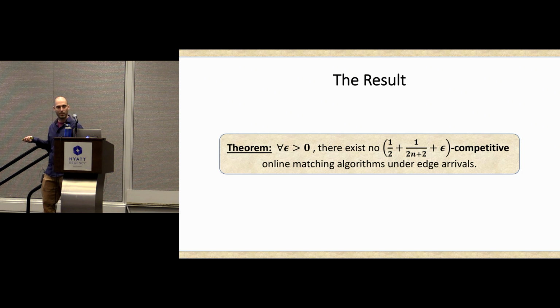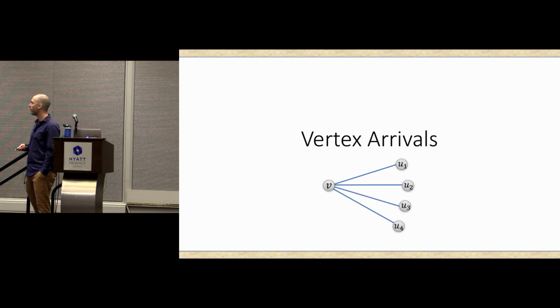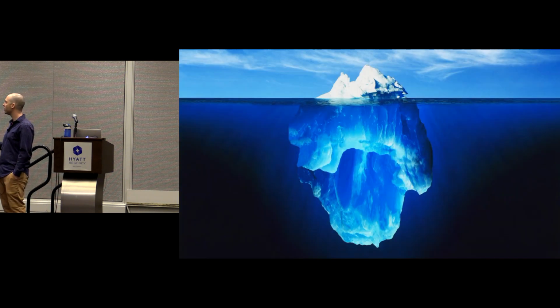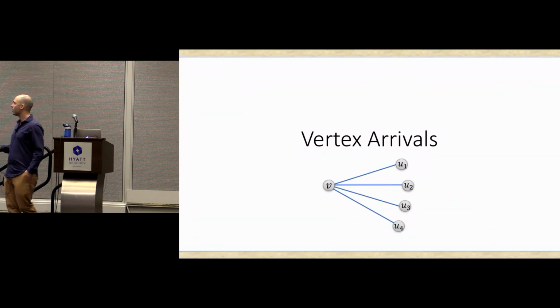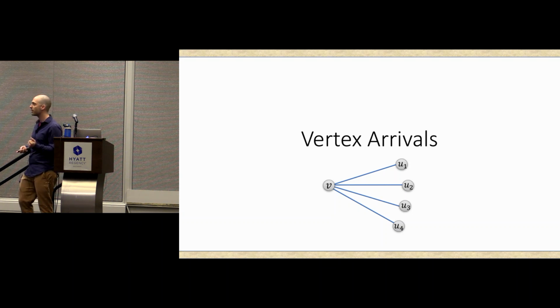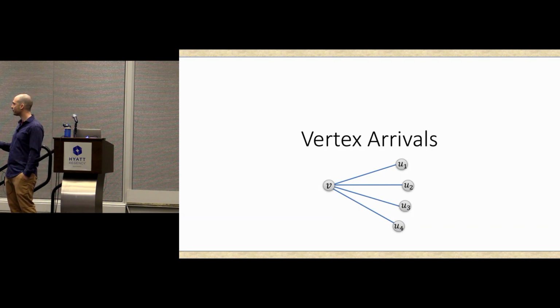For the next few minutes, let me briefly tell you some ideas for the vertex arrival model. And when I say briefly, this is really going to be the tip of the iceberg. So in this model, again, we have vertices that show up. And when a vertex shows up, it reveals all of its edges to its previously arrived neighbors. And we have to decide who to match them to.